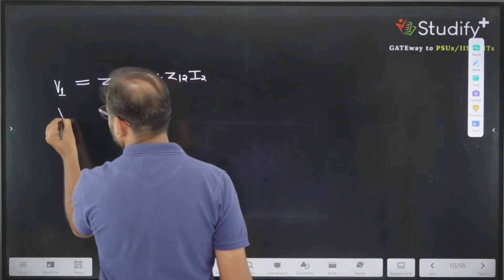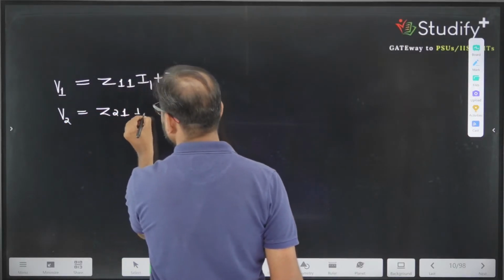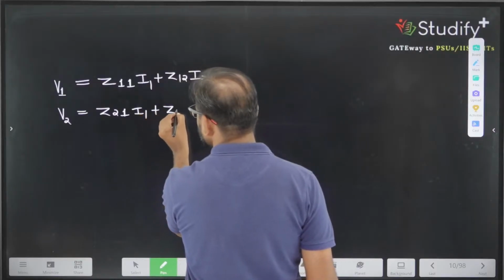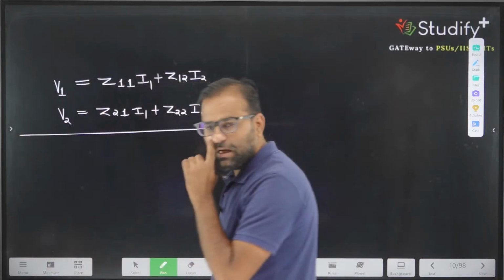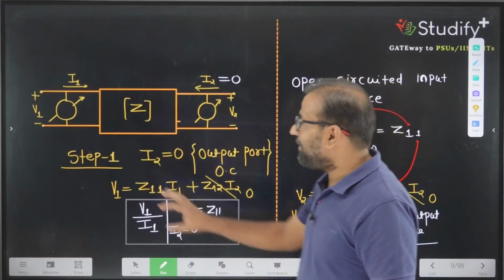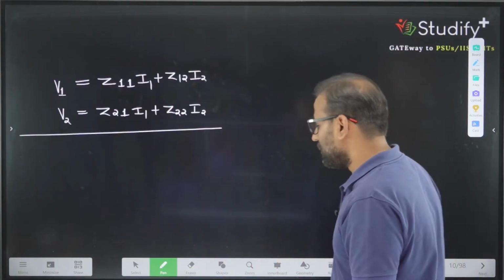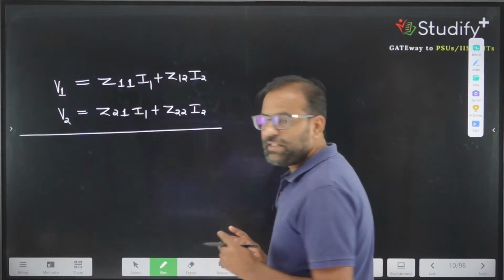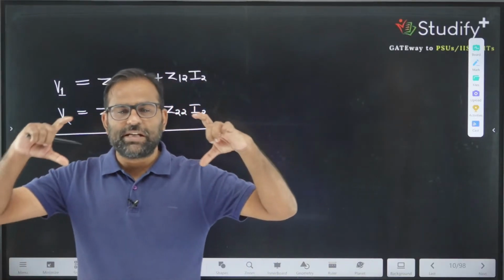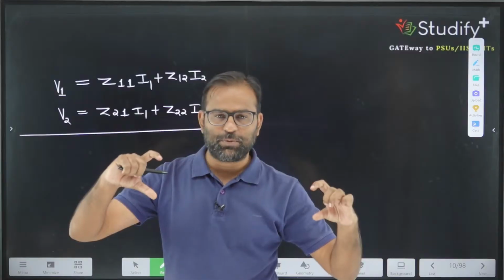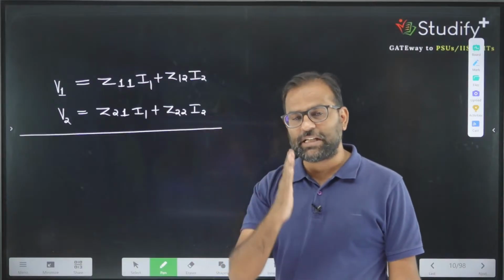and V2 is equivalent to Z21 I1 plus Z22 I2. Now we are applying the same rule again. What I am doing is replacing the input port by an open circuit, meaning I am making I1 equal to 0. So what is in your hand? The independent variable is in your hand. We are taking the readings of the two voltmeters connected at the input port and output port, again making I1 equal to 0.